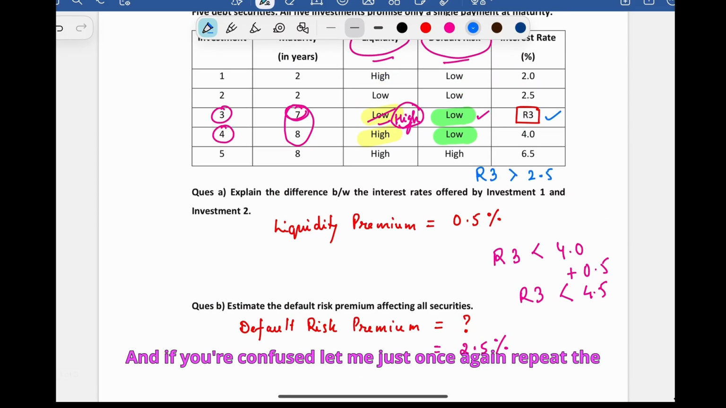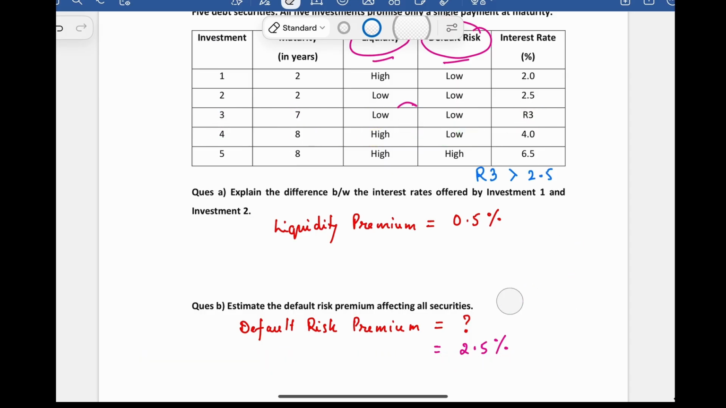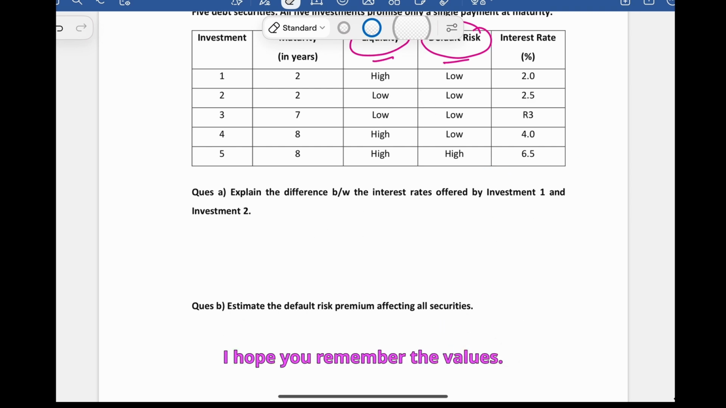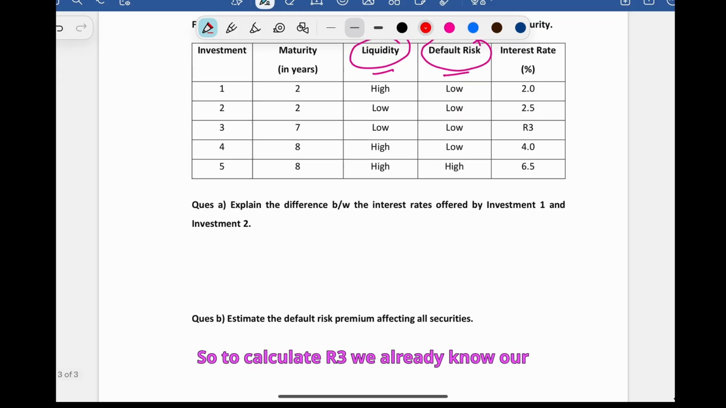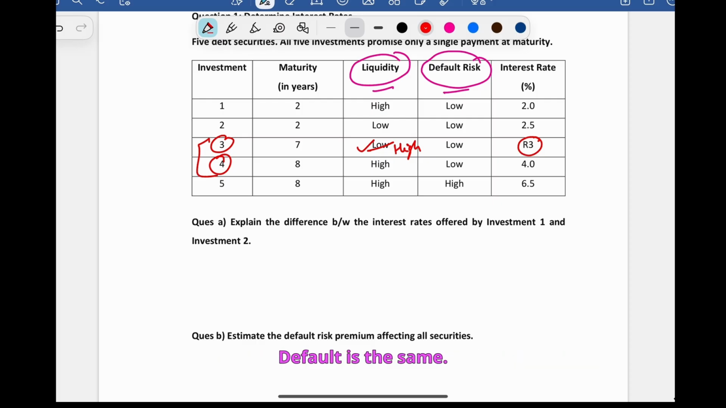If you're confused, let me just once again repeat the last part, how we arrived at this. Just remove everything. Alright, I hope you remember the values. To calculate R3, we already know our lower limit. To calculate the upper limit, for investments 3 and 4, let's assume that liquidity is high. So our liquidity is the same for investments 3 and 4. Default risk is the same. The only difference is maturity risk. The maturity for investment 3 is less, so it will have less maturity premium.